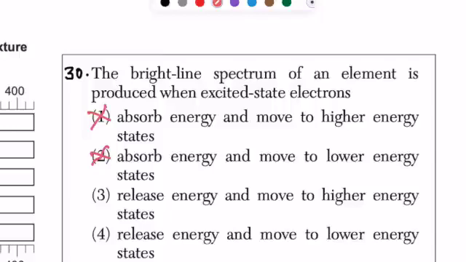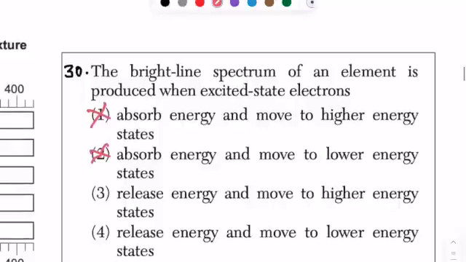The only thing that you need to mention is that the electron comes back from an excited state to a ground state, or you can also say from a higher energy state to a lower energy state, and releases energy. So the correct option here will be D. It releases energy and moves to a lower energy state.